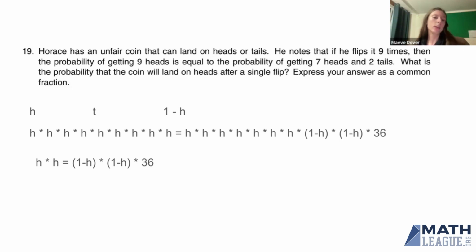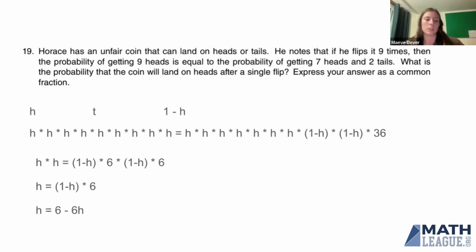And that will get you to the answer, but it is a lot harder than the kind of clever thought here, which is h times h, that's h squared, a square. 1 minus h times 1 minus h, that's also a square. And 36, that's 6 times 6, that's also a square. So we could take the square root, right? We rearrange, and we see that this thing on the right is 1 minus h times 6. Take the square root of both sides of this equation, get rid of half of each side. And now we have h equals 1 minus h times 6.